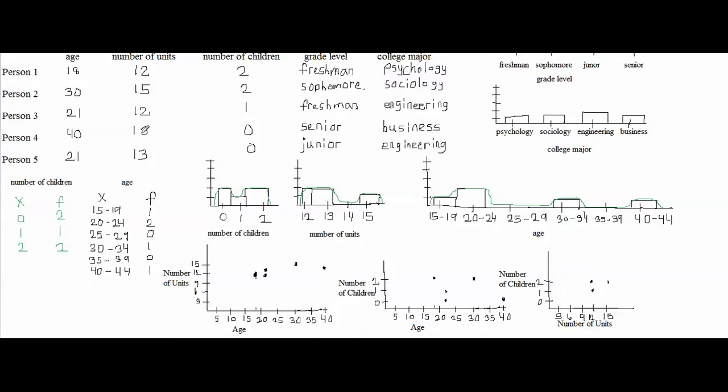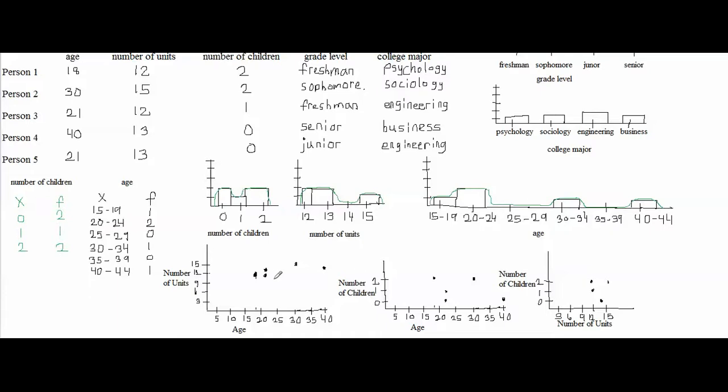Person 4 is taking 13 units and has 0 children. 13 units is about right here, or maybe about right here, and 0 is up here for number of units. 0 children is right here, and 13 units is about down here. Then the next person is the same, so we actually have another dot right above this dot right here. So that finishes making the 3 scatter plots.